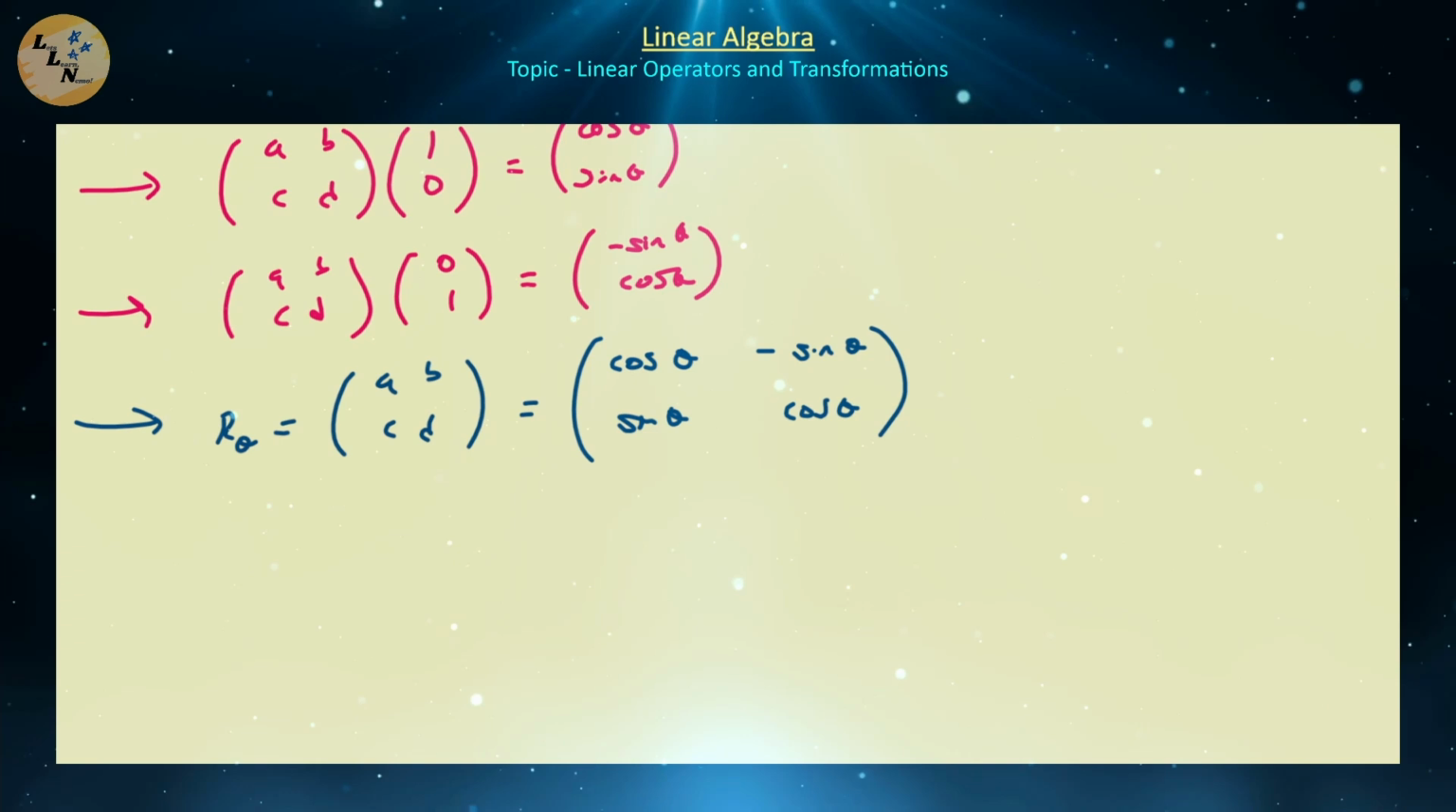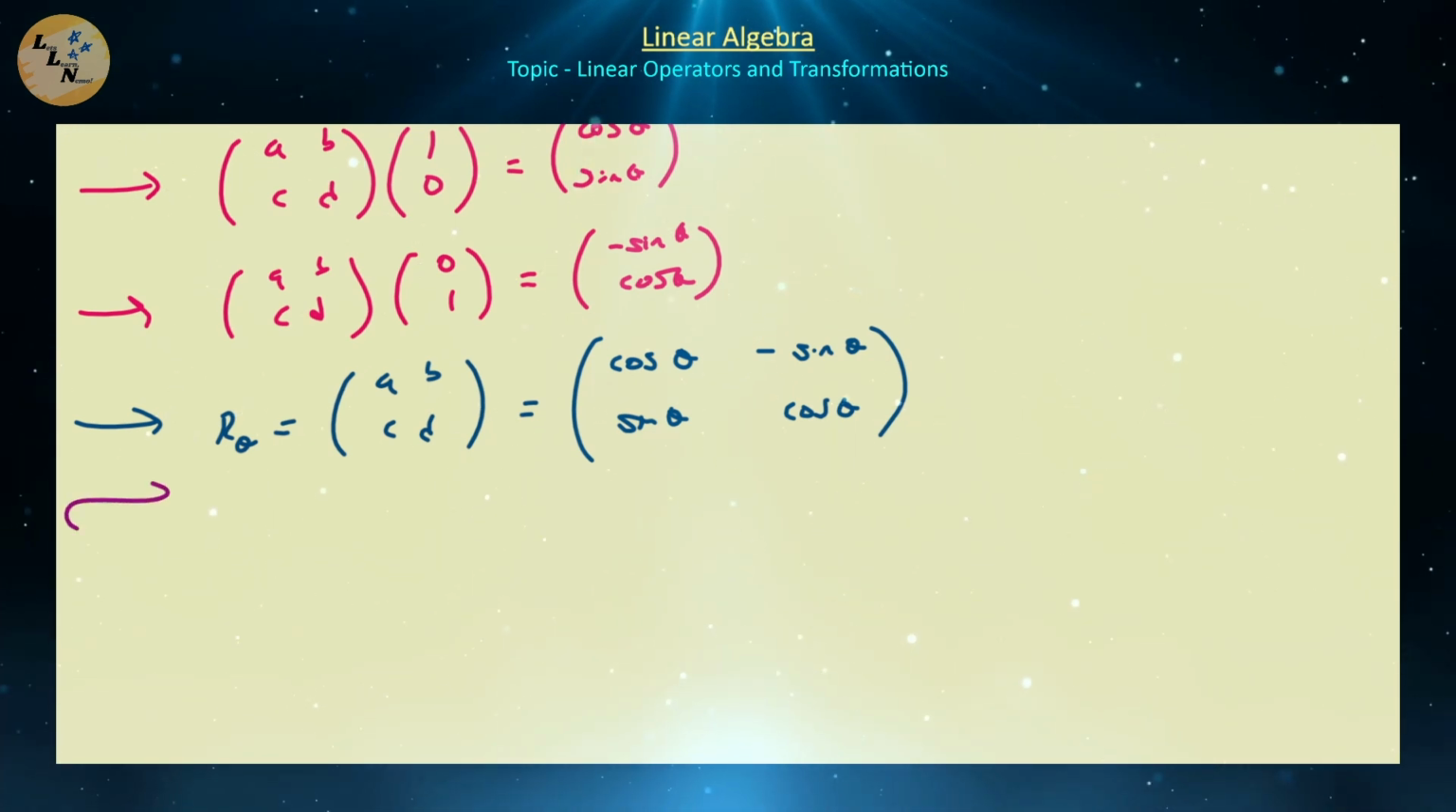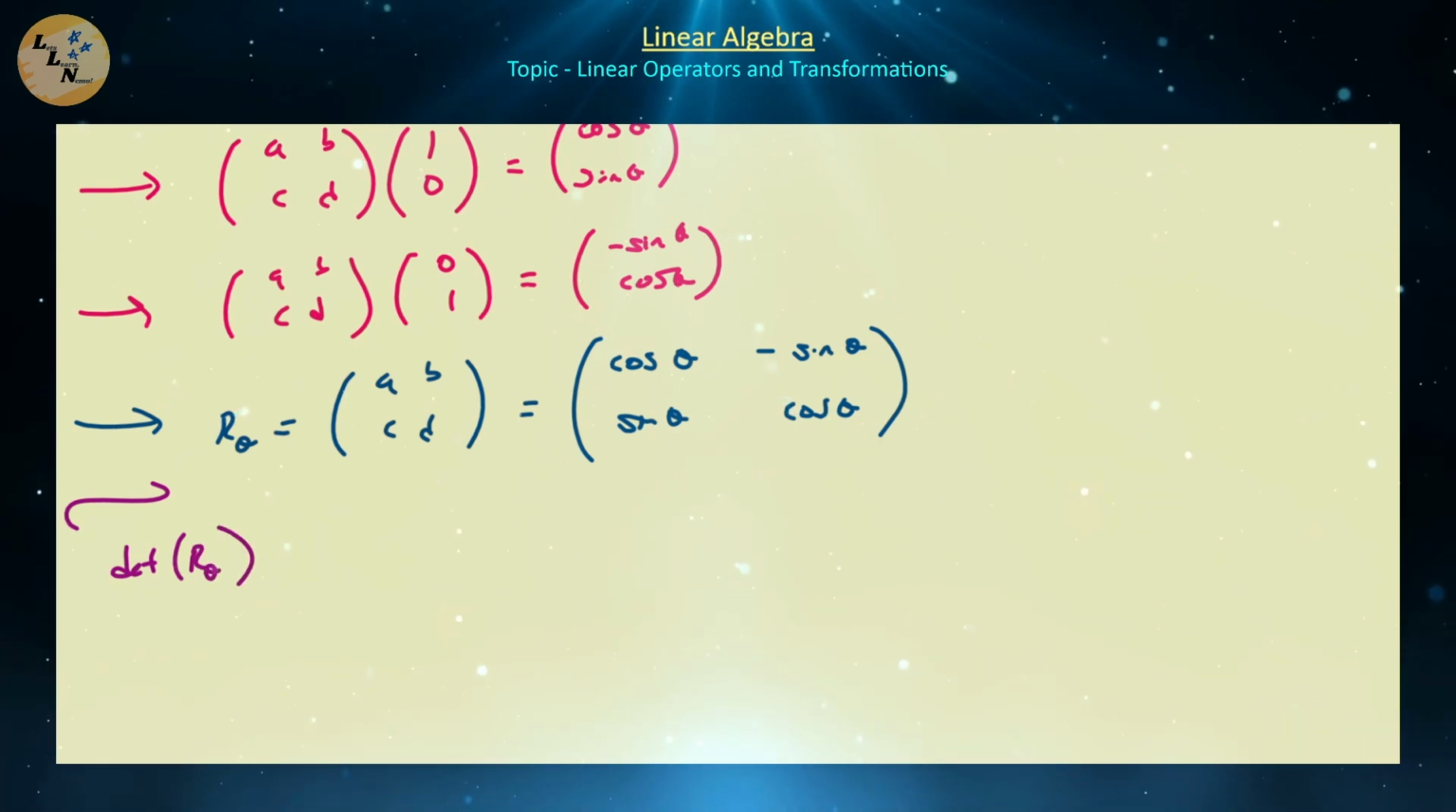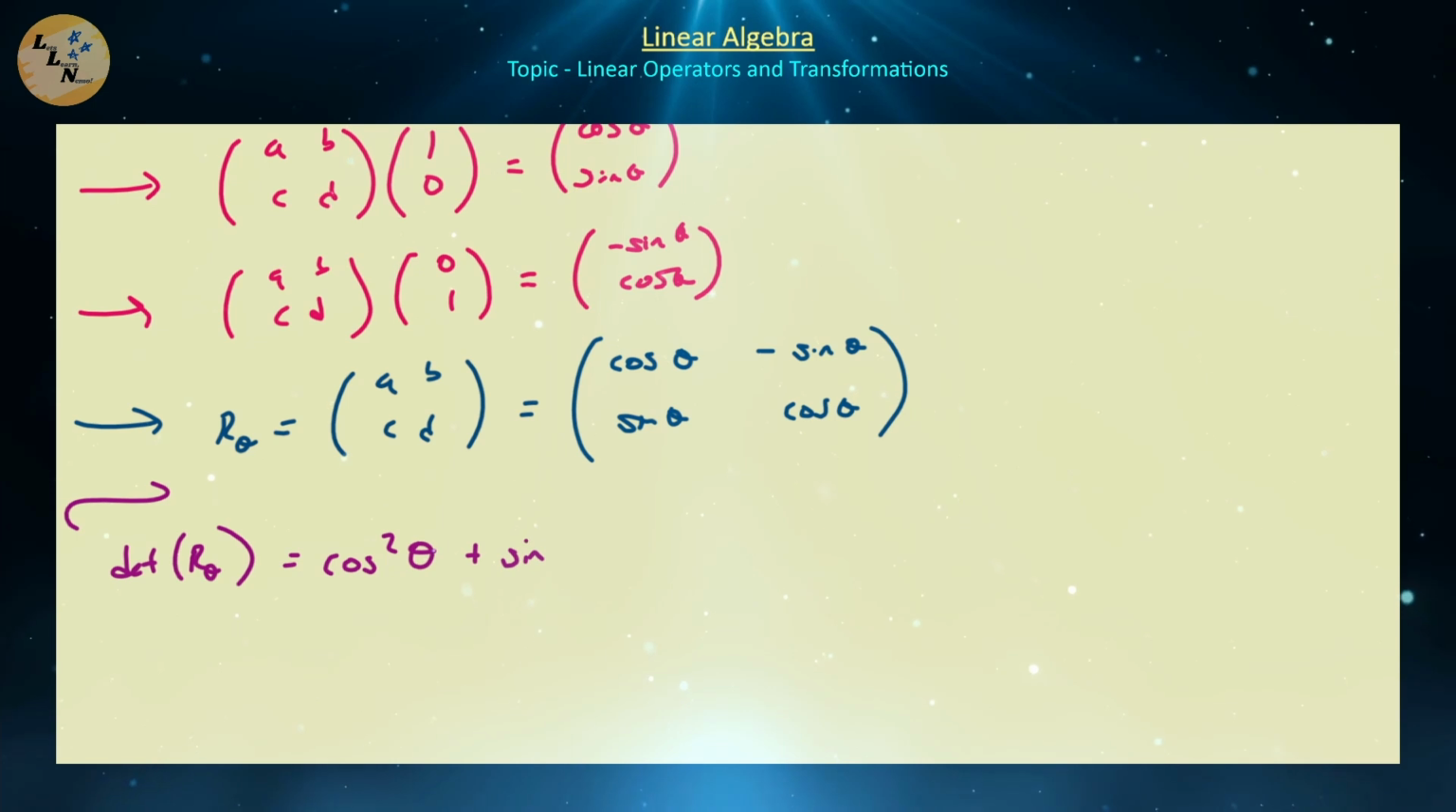A very important property, or maybe on the surface important, is that the determinant of R theta, the determinant of this 2 by 2 rotation matrix, is going to be equal to what? So it's a 2 by 2, so the determinant is not that difficult, but it's going to be cosine squared theta plus sine squared theta. And we know that regardless of the value of theta, that's always going to be equal to 1.